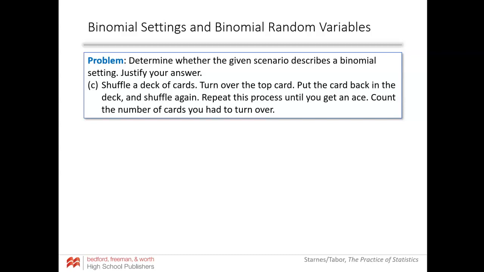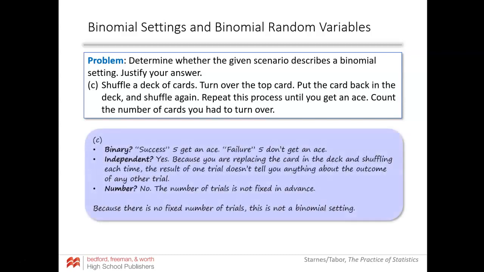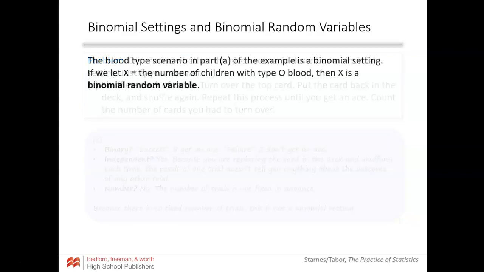All right, so here we're shuffling a deck of cards, turn over the top card, put the card back into the deck, shuffle again, and keep doing it until you get an ace. So they've taken away that independence issue because they keep putting the card back into the deck. They replace it. But you notice there's no ending number. We don't know when this little experiment is going to stop because we're just going to keep going until we get an ace. It could be the first time, second time, third time. We might have to wait till the 48th time. I don't know. There's no fixed number of trials. This is not a binomial setting.